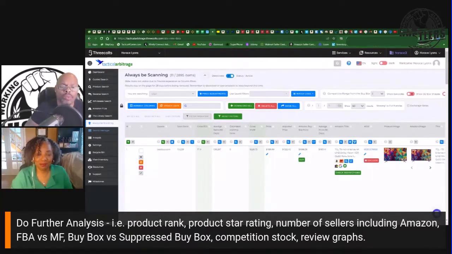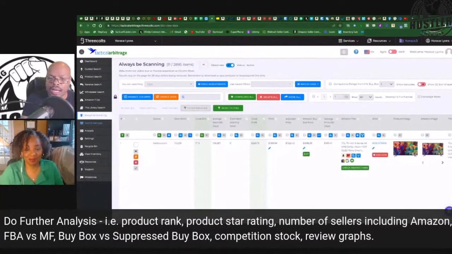And then after that, you want to do further analysis. You want to check the product rank, the star rating. I'm telling you this now so that when you watch me do this, because we're sourcing together right now, guys, you understand what we're doing in a nutshell. We want to check things like product rank and the star rating.